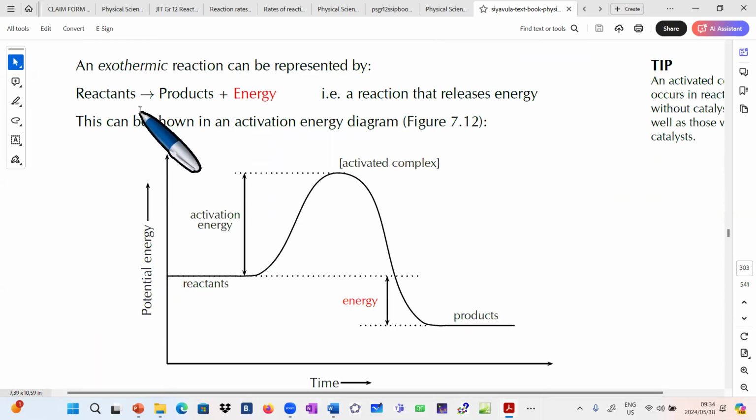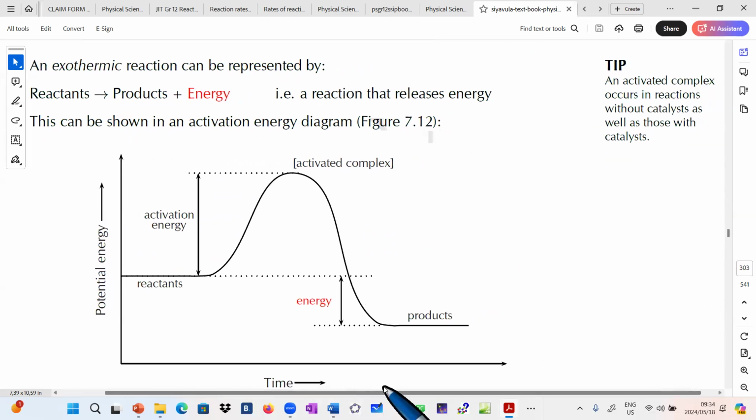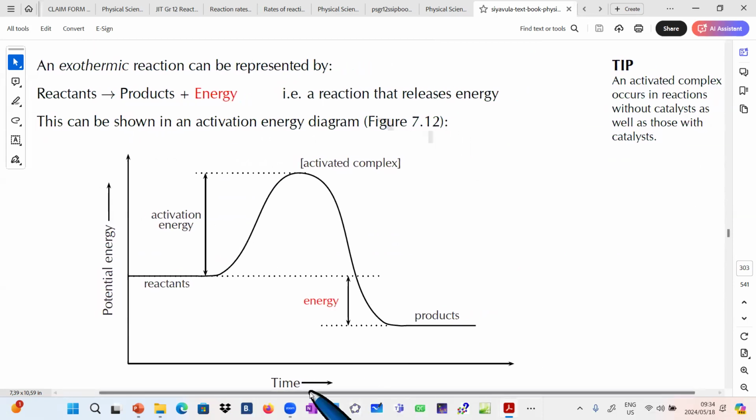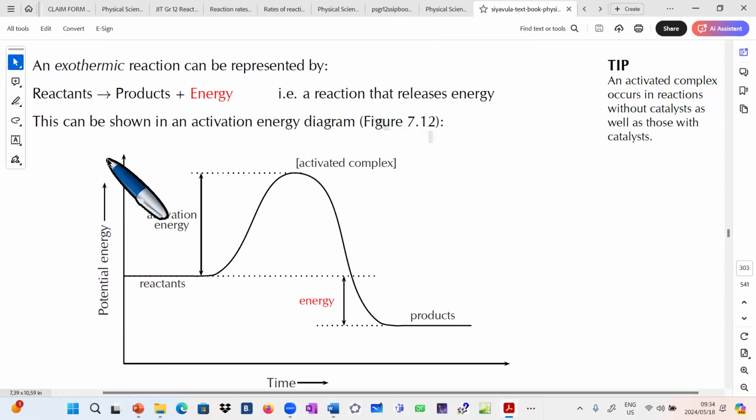Okay, an exothermic reaction can be shown below and represented by the following. If the reactants break down and give products plus energy, that is a reaction that releases energy. This can be shown in an activation energy diagram.